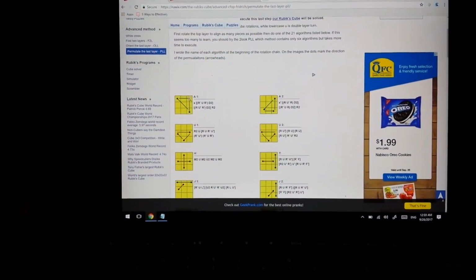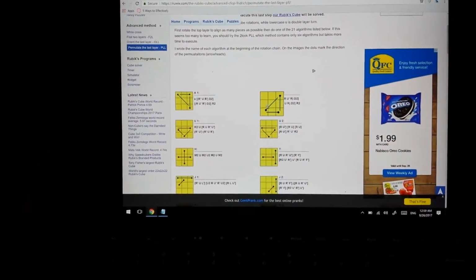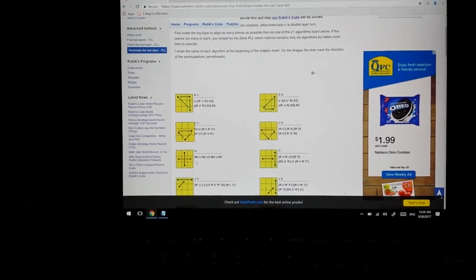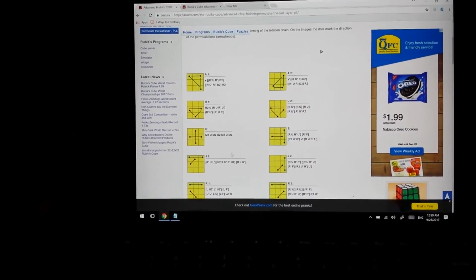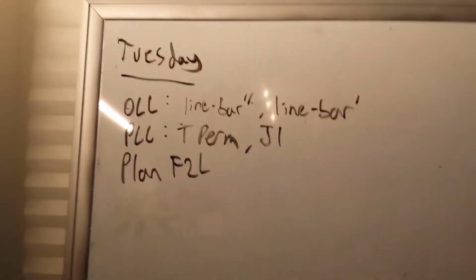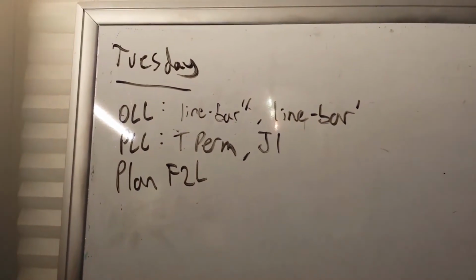Here are the PLLs. I already know A, I already know U, and I already know H. So I guess the first ones we'll be learning are the T and the J1. So for this Tuesday, I've written down T perm and J1 for my PLLs.